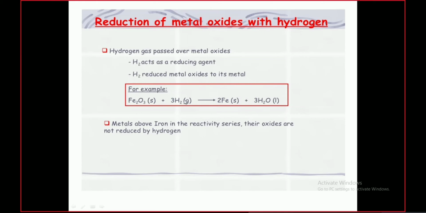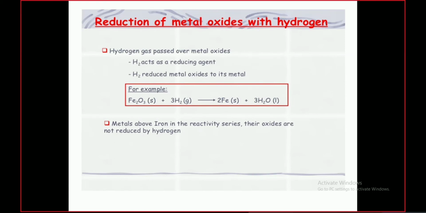So hydrogen, as it is reducing this compound, a metal oxide, iron oxide, Fe2O3, is acting as a reducing agent because it is reducing the iron oxide into iron, like its metal oxide into metal, and water is produced as a byproduct. So metals above iron in the reactivity series, their oxides are not reduced by hydrogen. The metals above iron are zinc, aluminium, magnesium, calcium, sodium and potassium. They cannot be reduced with hydrogen. As we have already discussed, some will be reduced with carbon, and the ones below hydrogen are reduced with hydrogen, like mercury, silver, platinum, gold.